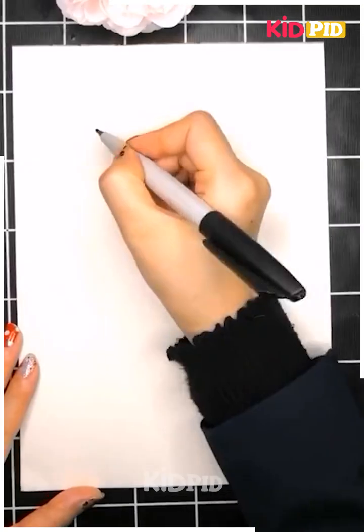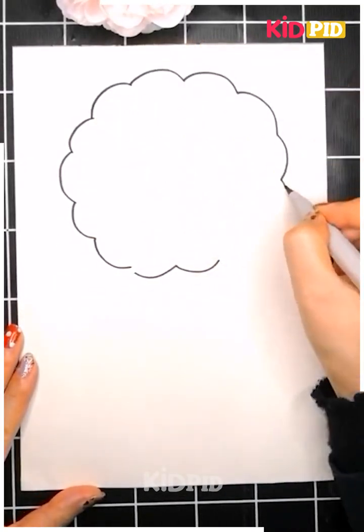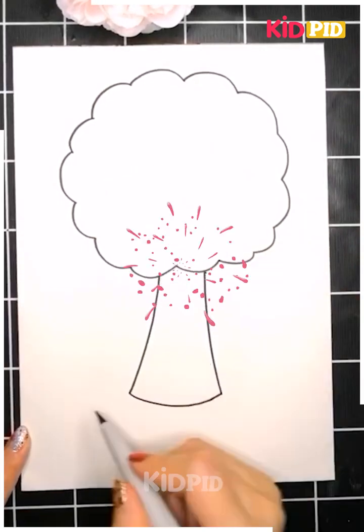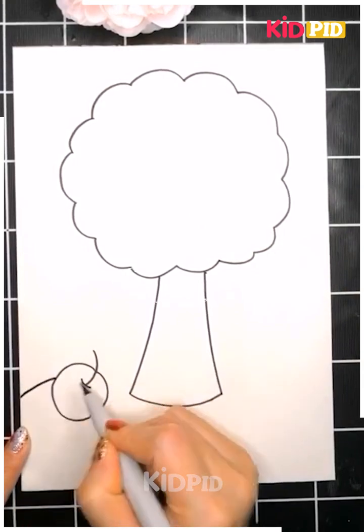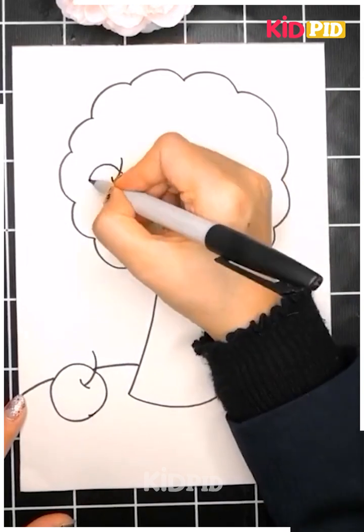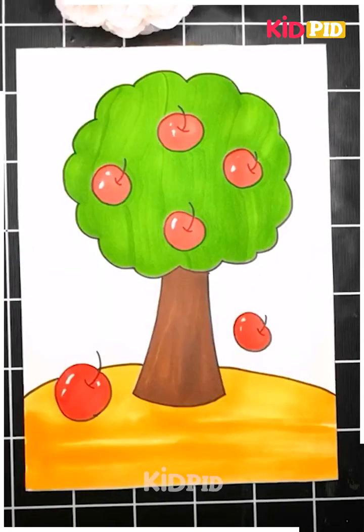Now we draw the main structure of the tree, then we can add some fruits which have fallen from the tree. If the fruits have fallen from the tree, then there should be some fruits on the tree, right? So we have also drawn some fruits on the tree. Then finally we can color this item.